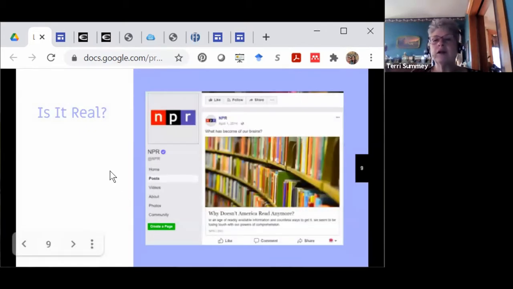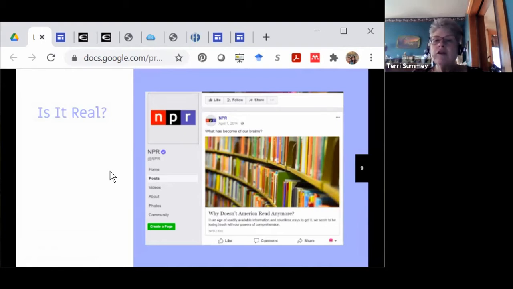Okay, here's this next one. If I look at the clues, it says it's from NPR. It has the NPR symbol there, which looks pretty good. It talks about what's become of our brain and why doesn't America read anymore? And so I'm looking at this, and that might fall in with my beliefs. And so without even looking at it, I might click share without even reading the article.